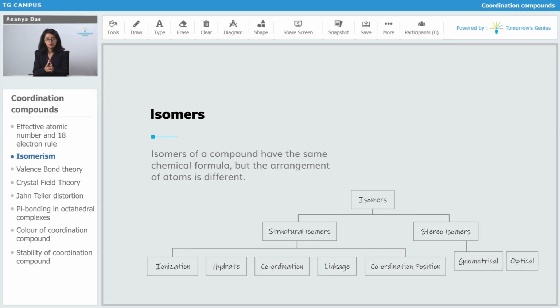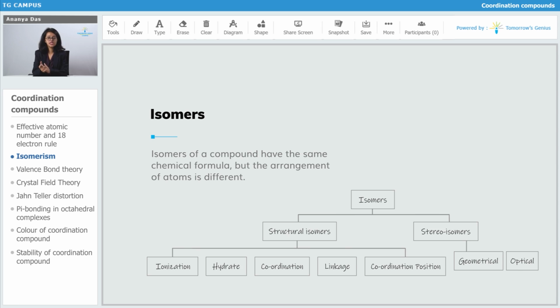In coordination compounds, the structural isomers can be classified as ionization isomers, hydrate isomers, which are also known as solvate isomers, coordination isomers, linkage isomers and coordination position isomers. So what are all of these, and what are structural isomers and how they are different from stereoisomers, we are going to learn in our coming slides. Whereas stereoisomers are classified as geometrical isomers and optical isomers.